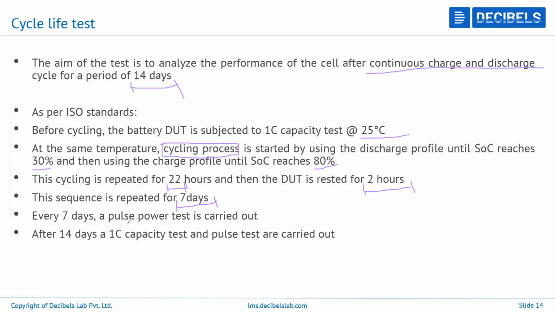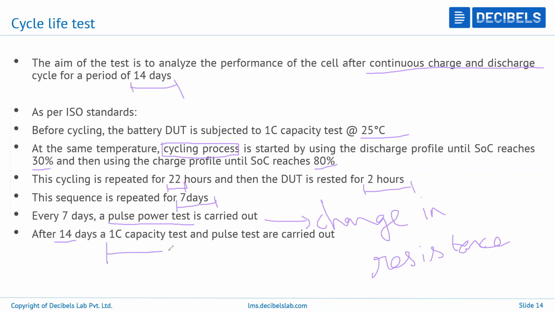Once 7 days is completed, a pulse power characterization test is carried out to see if there is any change in resistance. As I had mentioned earlier, as the number of cycles goes on increasing, you can perform the pulse power characterization to see what the change in resistance is. Then the same cycling is carried out for another 7 days. At the end of the 14 days, there is a static capacity test, to see the capacity loss.